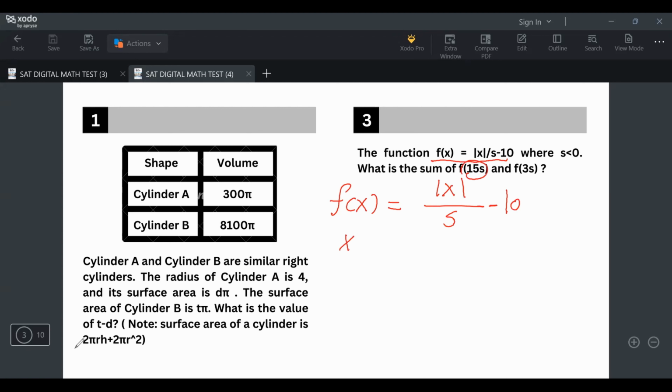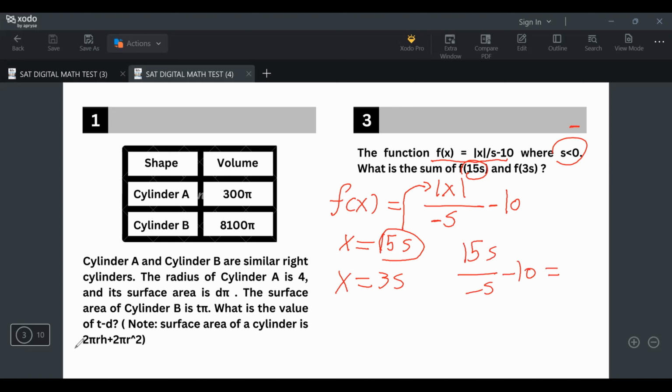So since the value for s is negative, we can do a quick tip here. Because we have an absolute value, we can put a negative sign beside s in the denominator, and then plug in the values into the function immediately without doing any changes. So we will have 15s divided by negative s minus 10, and s divided by s will just cancel out, and we'll be left with negative 15 minus 10. Negative 15 minus 10 is equal to negative 25. So the first value we have is negative 25.